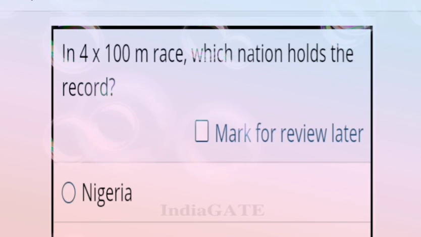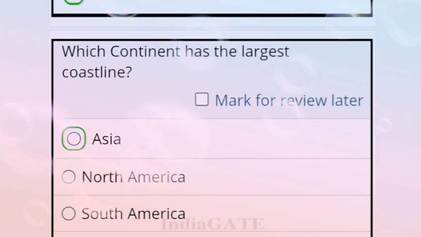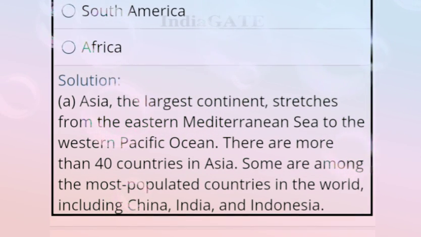Now next question, in the 4 into 100-meter race, which nation holds the record? So this is based on current affairs and GK questions, and the correct answer for this is option D, Jamaica. Next, which continent has the largest coastline? So the correct answer is option A, Asia. Next question, and the solution for this is given. Asia, the largest continent, stretches from the eastern Mediterranean Sea to the western Pacific Ocean. There are more than 40 countries in Asia. Some are among the most populated countries in the world, including China, India, and Indonesia.